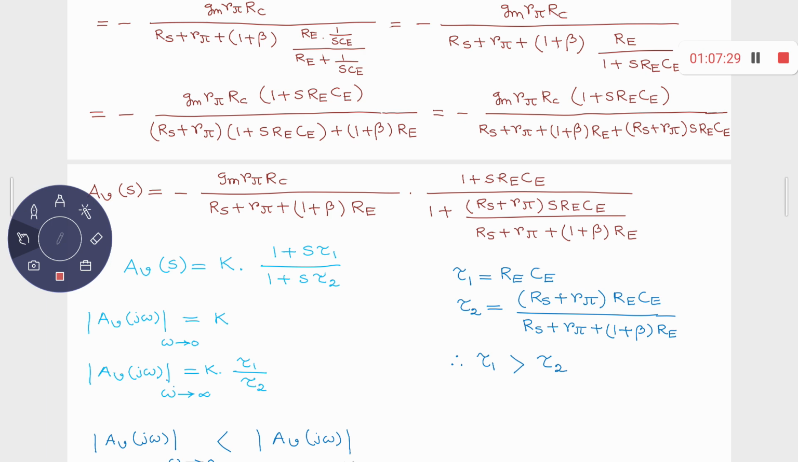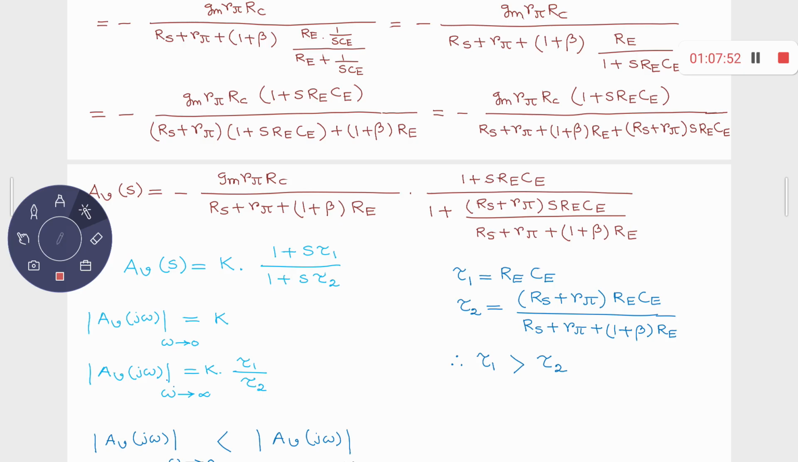One time constant is obviously, you understand, 1 plus S RE C. So the time constant tau is RE C. The second time constant is RE C multiplied with RS plus R pi divided by this entire thing. So I have identified two time constants. One is tau 1, this much. The second is tau 2, this much. But what will be the effect?